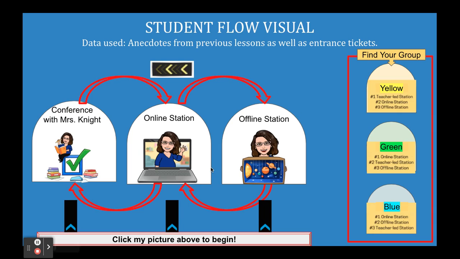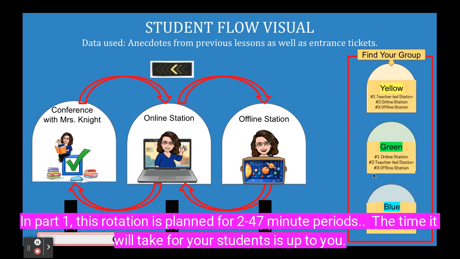So the first group to be in the teacher-led station is the yellow group. The yellow group is the group, based on all of the data, that needs the most support in getting through this process. Then there's the green group and the blue group, all strategically created by the teacher based on data.